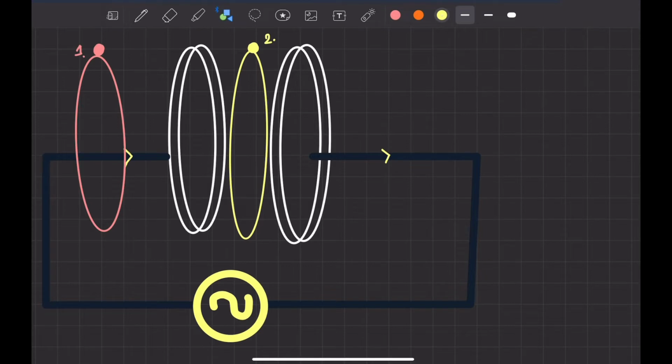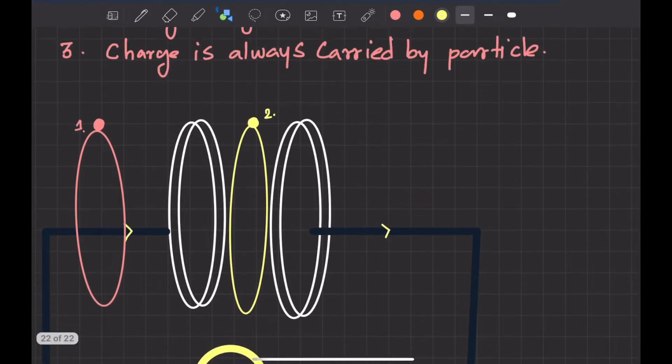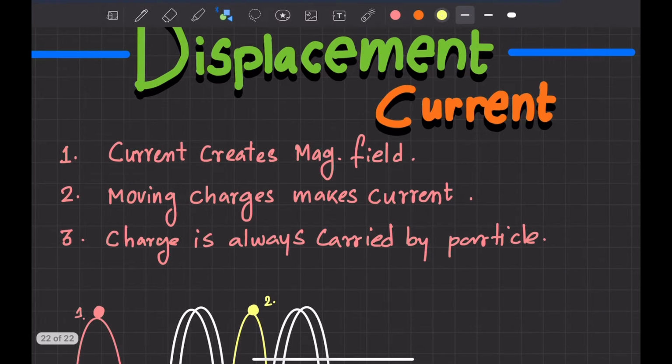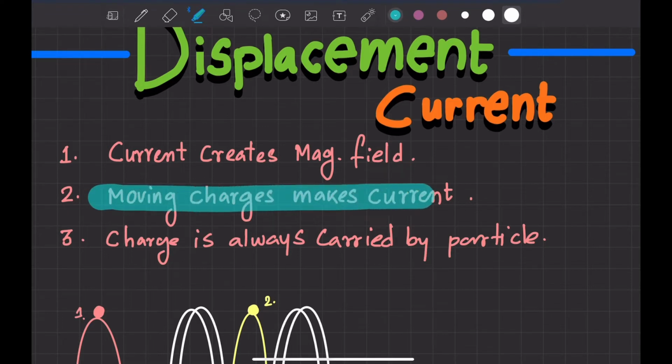Just walk with me and I'll tell you the concept of displacement current. Let's go back to the very basics and look at the second line. What is written over here is that moving charges make current.